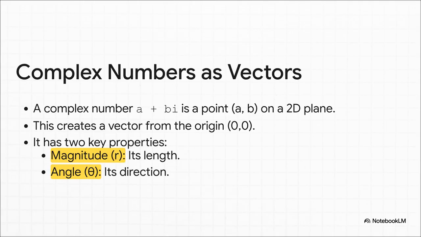Instead of thinking of a complex number, a plus bi, as just a formula, think of it as a coordinate, a point (a, b) on a graph. Now draw an arrow from the center, from the origin, out to that point. That arrow is a vector. And every single vector like this has two key properties. How long it is, we call that its magnitude, and which way it's pointing, that's its angle.